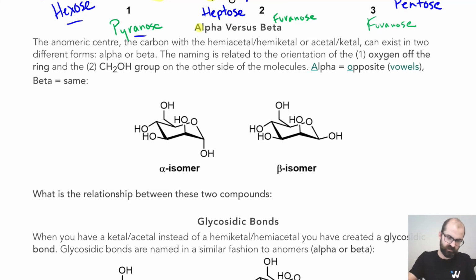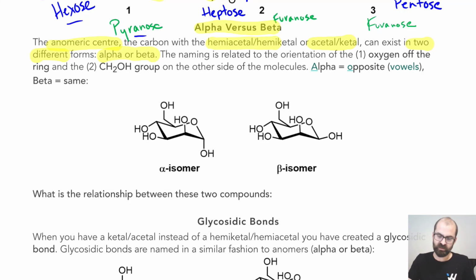All right, another important thing to be aware of is whether it's an alpha versus beta anomeric center. And we introduced this idea of the anomeric center. It's the position where we have this hemiacetal or acetal or ketal. And depending on the orientation of that OH group or O whatever group, you can have either an alpha or beta anomer. So like I said, it can exist in 2 different forms. We can have alpha or beta.